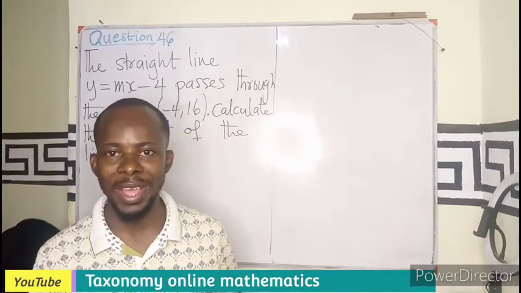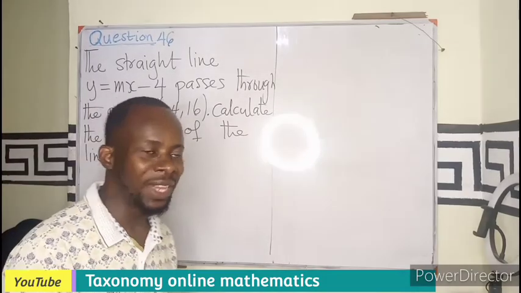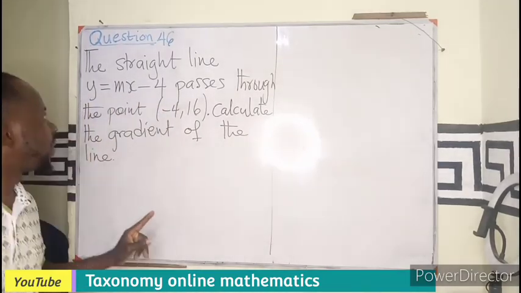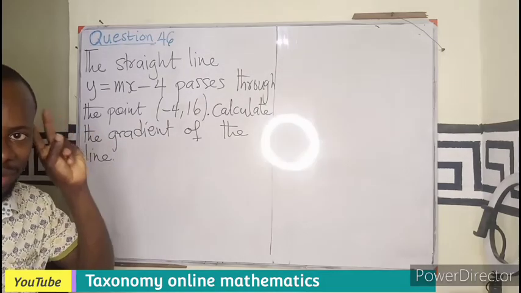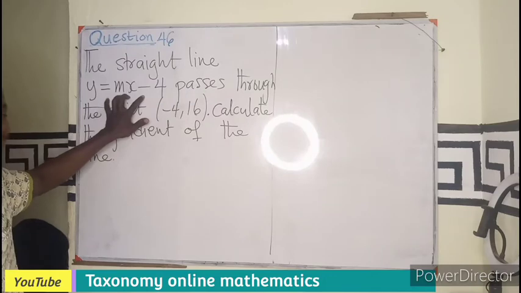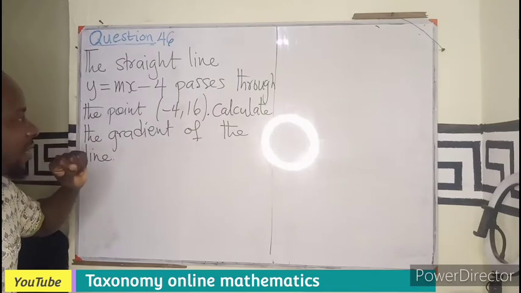Taxonomy Online Mathematics, question 46 of WASSCE 2022. We want to see how best we can provide an answer to this within 1 or 2 minutes. So the straight line has this as its equation, and passes through the point (-4, 16).